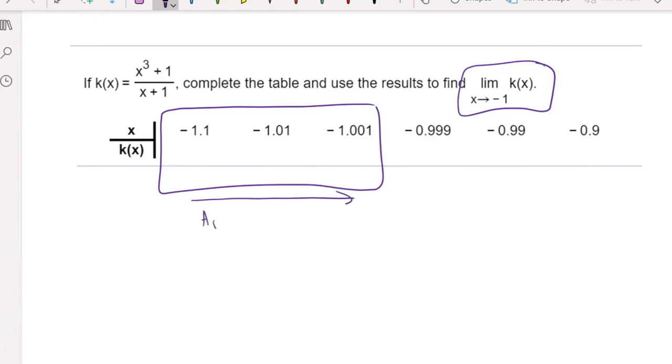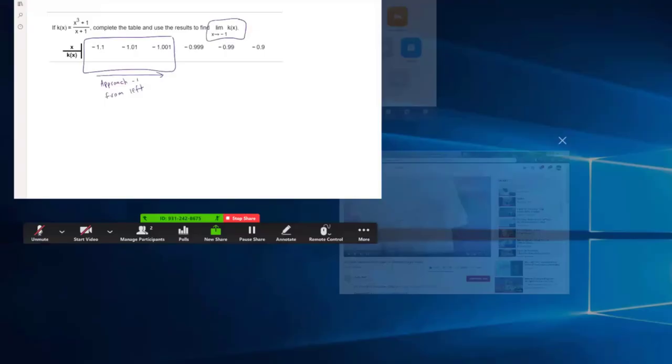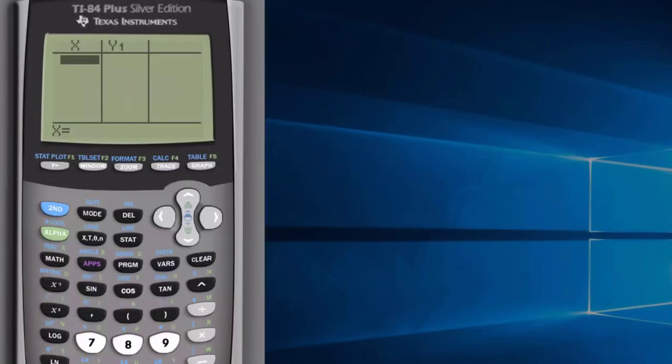Approach -1 from the left. Okay. We'll see what this ends up giving us, and then we'll do the same thing from the right side and see what happens there. So we just want to put in those values: -1.1, -1.01, and I think the last one was -1.001. So we're really close to -1.